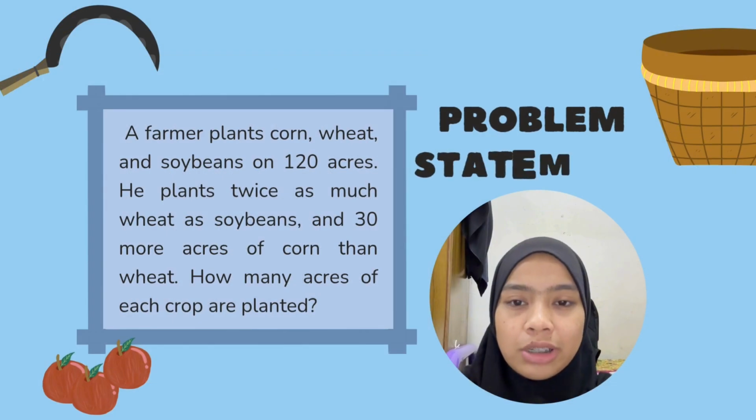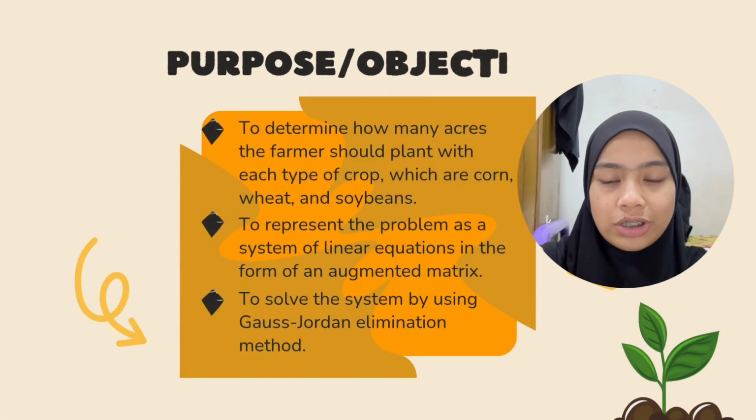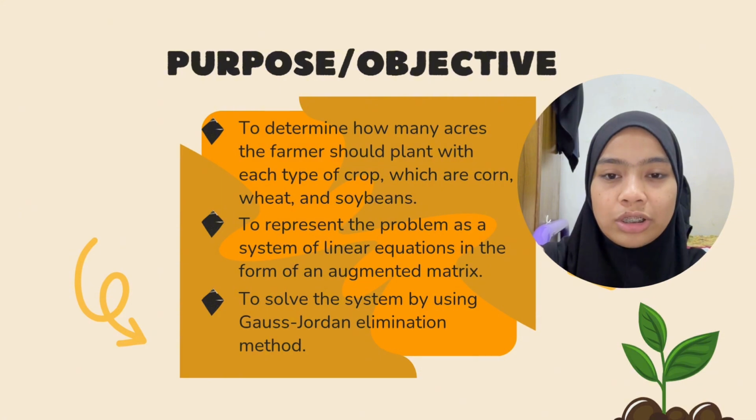The problem statement is: a farmer plants corn, wheat, and soybeans on 120 acres. He plants twice as much wheat as soybeans and 30 more acres of corn than wheat. How many acres of each crop are planted? From question 2, the objectives are, first, to determine how many acres the farmer should plant with each type of crop, which are corn, wheat, and soybeans. Second, to represent the problem as a system of linear equations in the form of an augmented matrix. Third, to solve the system by using the Gauss-Jordan elimination method.